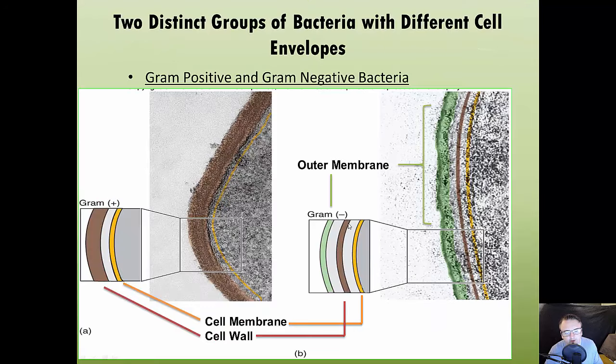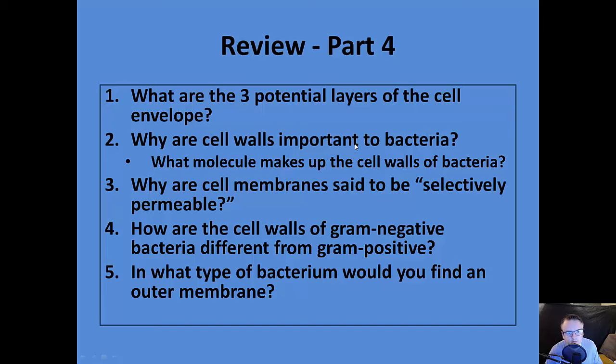Okay, this is another figure showing a side view. This is a real microscope image here. It's been artificially colored to show the layering, but you can see these different layers here. So the membrane, the wall, and the outer membrane here. So just a different view of the same thing there. Okay, that's part 4, and we got one more part to go.